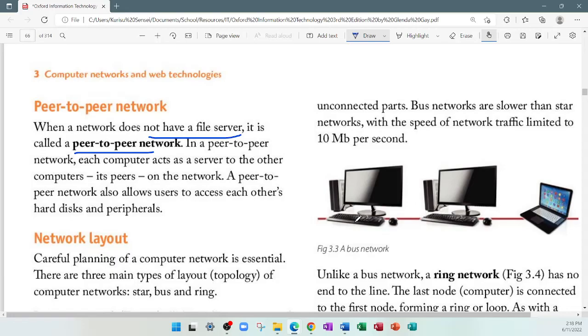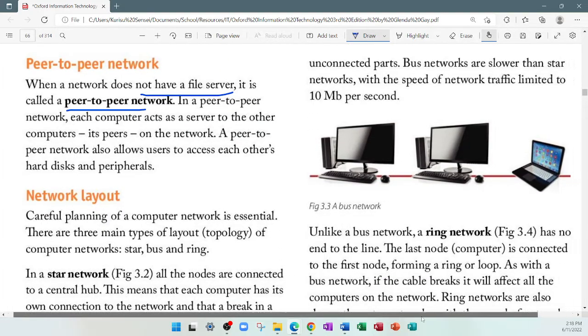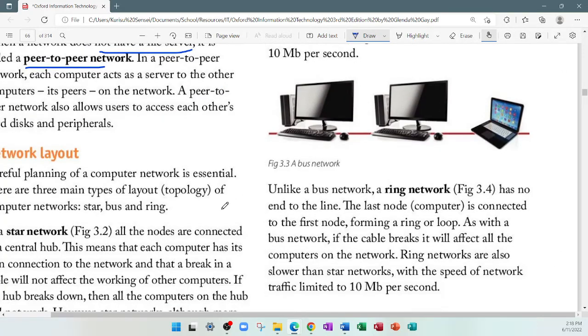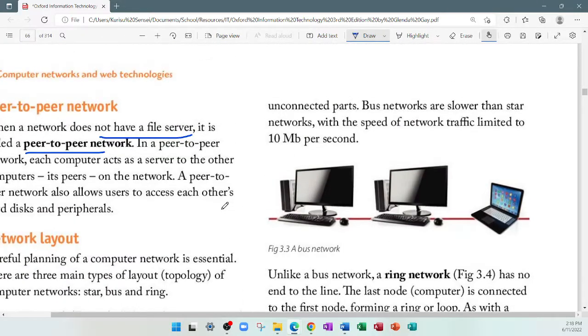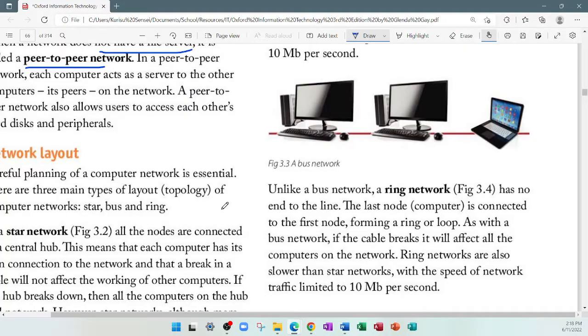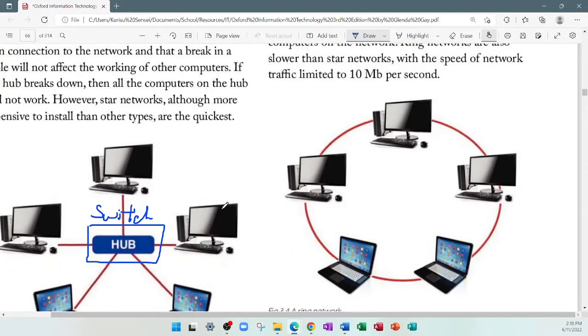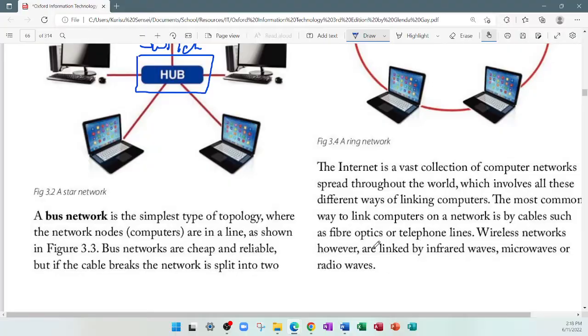Now, our next form of network, remember if you have any questions you can let me know. Our next form of network is the ring network. Or did I miss the bus? Yes, it seems I missed the bus.